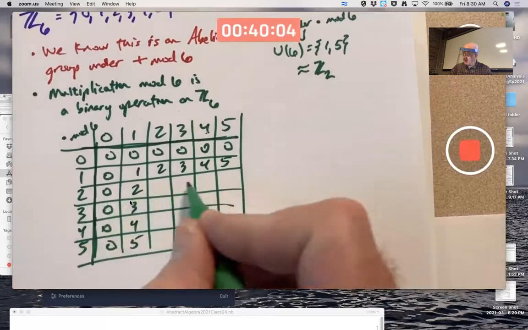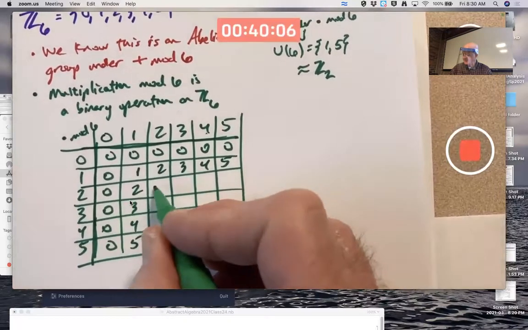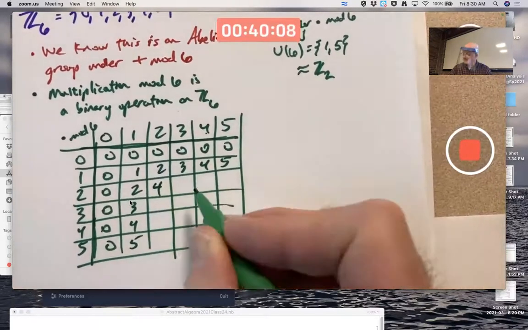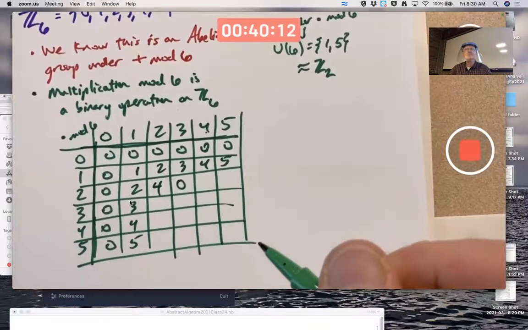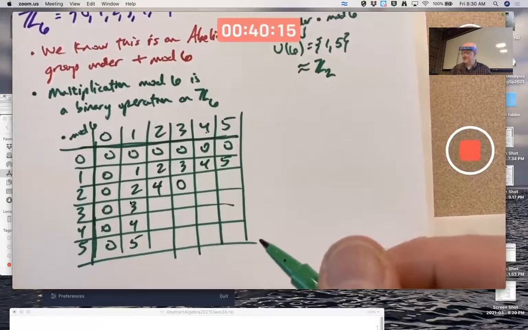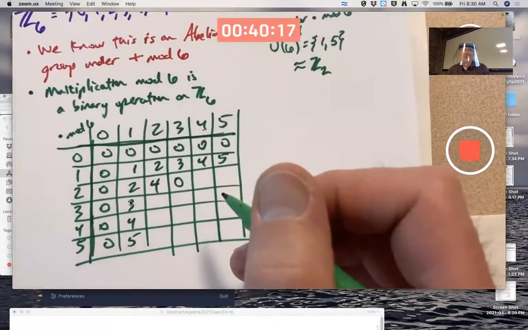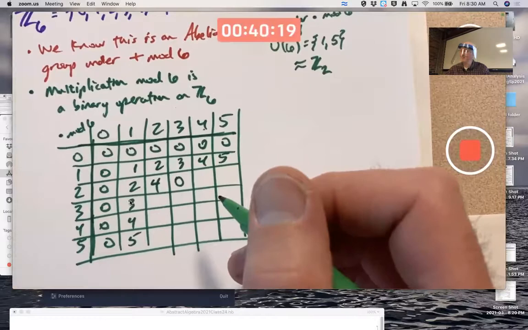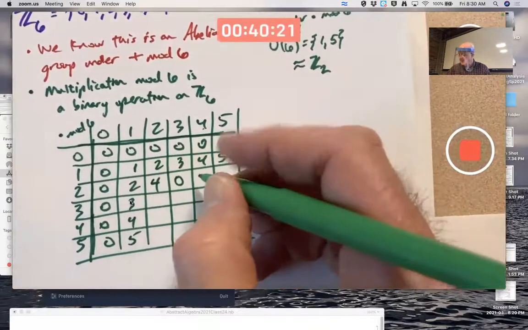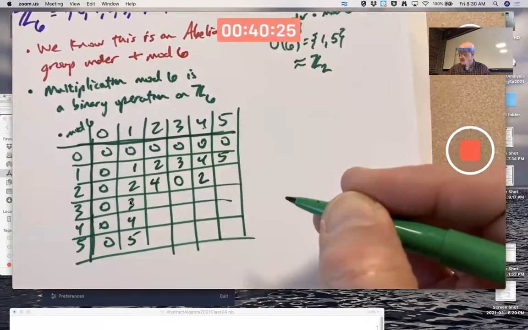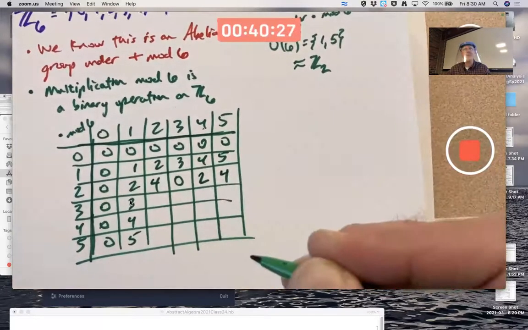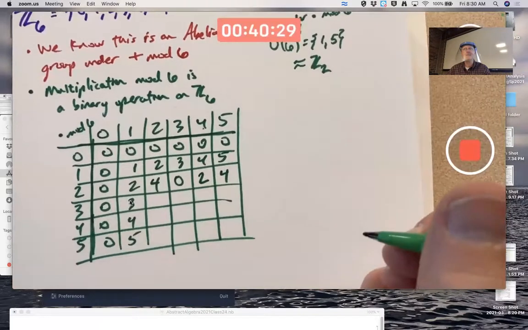Let's multiply 2 by everything else and mod by 6. 2 times 2 is 4. Mod 6 is still 4. 2 times 3 is 6. Mod 6 is 0. It's not a group under multiplication, mod 6, but it's still a binary operation. 2 times 4 is 8, mod 6 is 2. 2 times 5 is 10, mod 6 is 4. We get repeated elements.